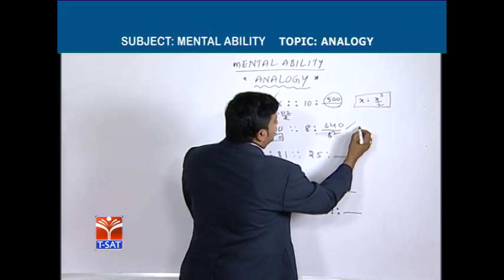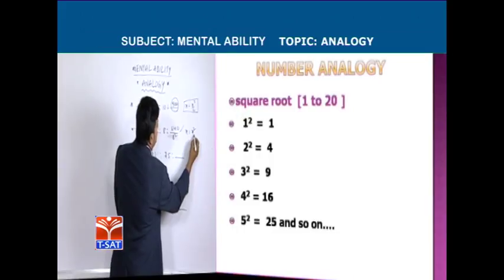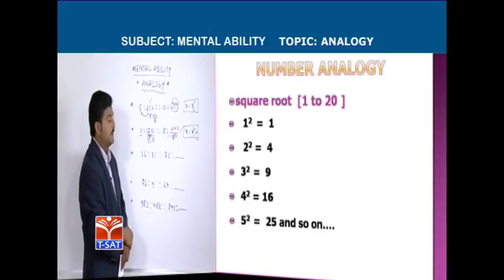So what is the concept involved here? X is to x square, but for this x square, keep 0 beside it. That is the concept involved in that question.